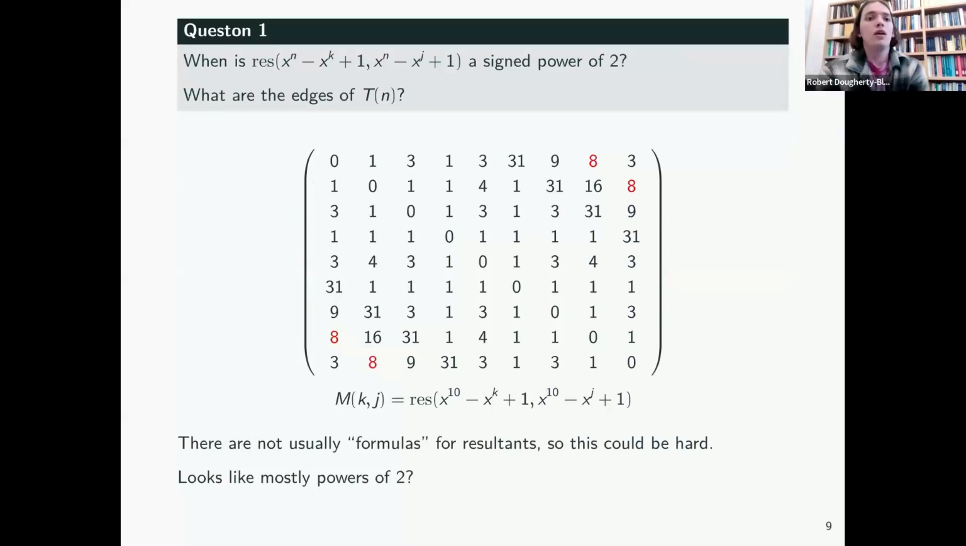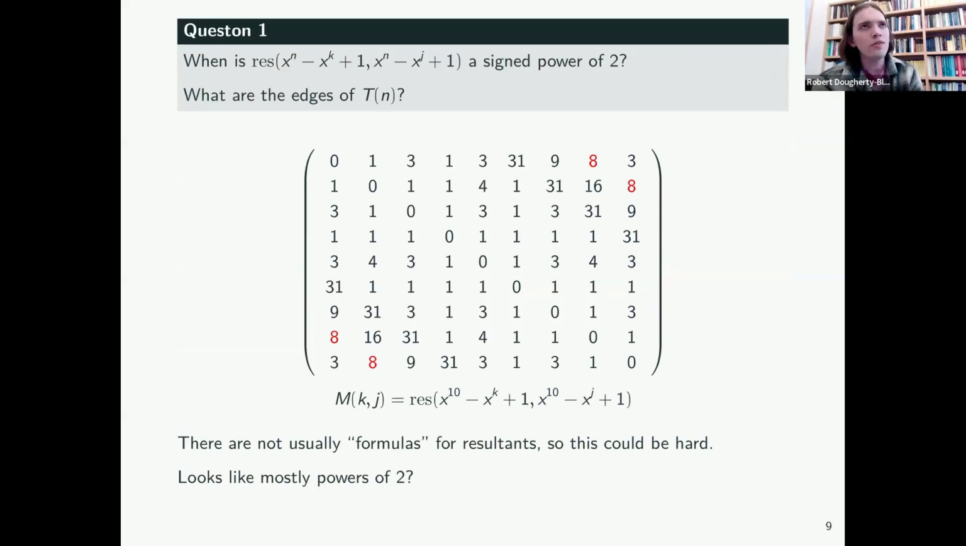Okay. So let me tell you the first question again. The first question that we asked is, when is the resultant of two trinomials a power of 2? When do they dyadically resolve? Another way to ask that is to say, what are the edges of this graph? That's also what we're trying to do. Now, I told you what the edges are. The edges have a definition, but how do you predict in advance what these edges are?